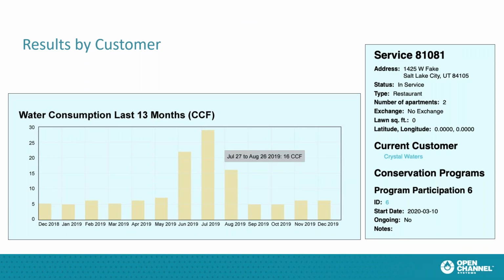Okay, so drilling down to the service ID level, we can look at specific usage over 13 months. The restaurant Crystal Waters has a problem with summertime water usage. If you look in the bottom right, we can also see that in March, Crystal Waters was added to conservation program number 6, which is titled Restaurants Full Service Tier 4. Next slide.